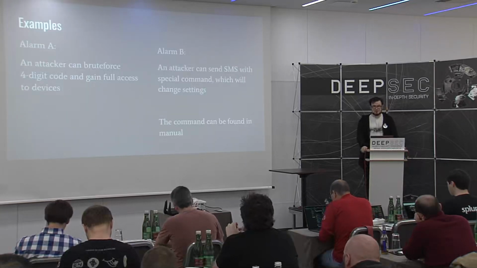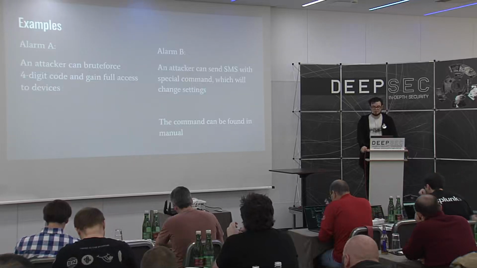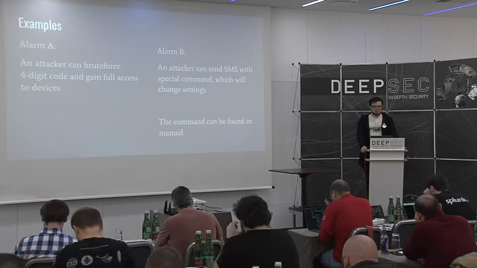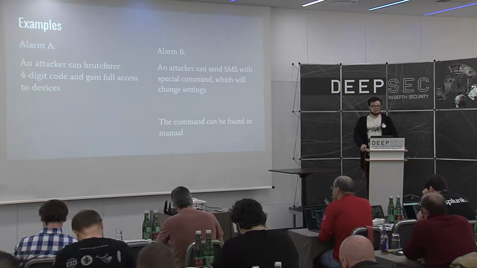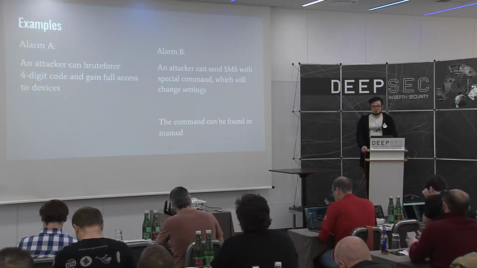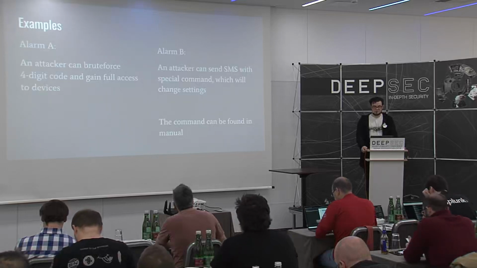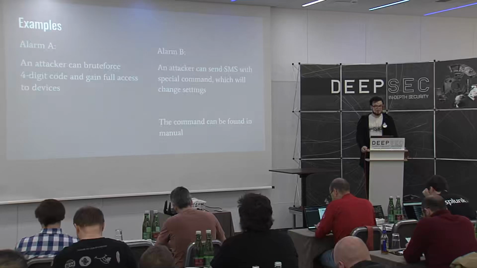In case of alarm B, an attacker can send an SMS with a special command which will change the settings. This SMS doesn't include any passwords, so it means you should just search on the internet, find the command, and execute it.